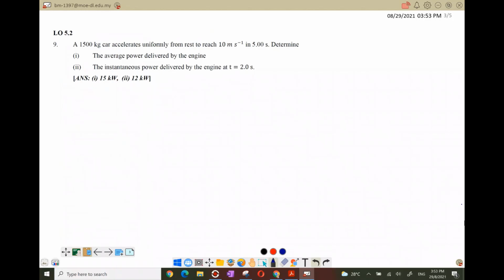A 1,500 kilogram car accelerates uniformly from rest to reach 10 meter per second in 5 seconds. This one is t, u equals to 0, then v equals to 10 meter per second, and the mass is 1,500 kilogram. Determine the average power delivered by the engine. We know that the formula for power is equals to work over t. Firstly, we need to find out the work. So the work is equals to delta K.